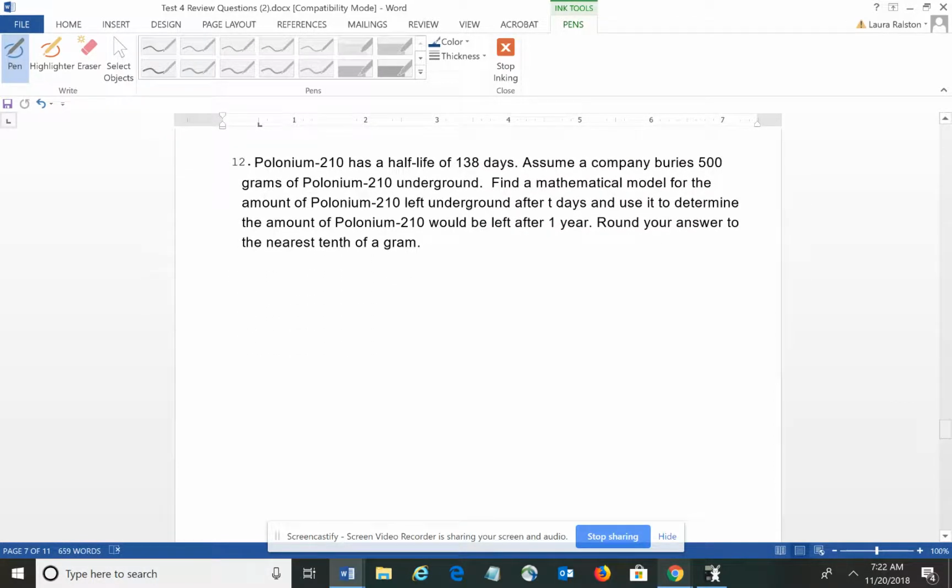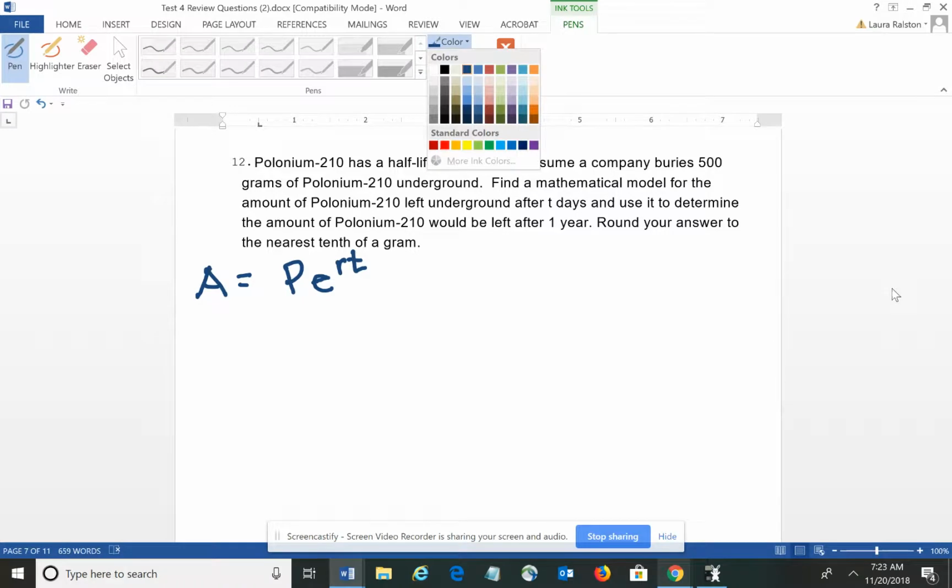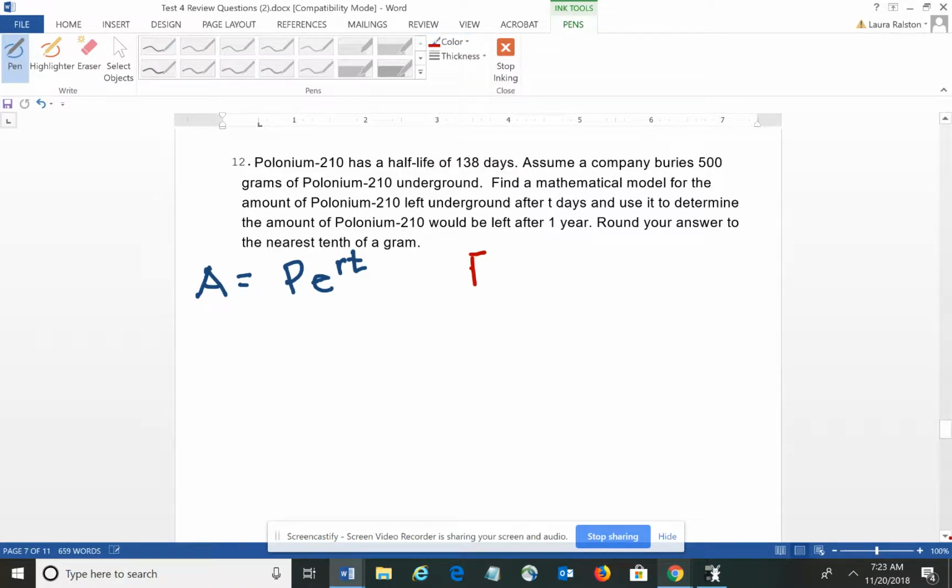Now remember, when you're talking about a mathematical model and radioactive decay, we base that on the continuous compounding formula, which is A equals P e to the rt. And in this scenario, the first thing we're going to have to do is find the rate of decay. So the first thing we need to do is find r.